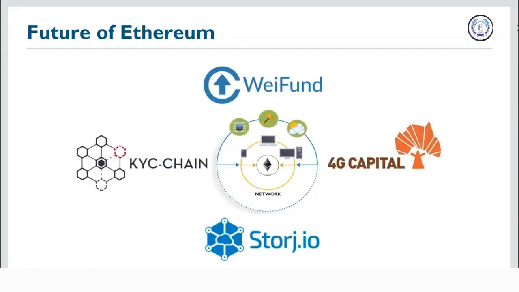YFund is a dApp that uses smart contracts to enhance crowdfunding services like GoFundMe and Kickstarter. 4G Capital is a DAO that provides microloans for small businesses in Africa. Storj.io provides censorship-free, secure cloud storage by sharing data among a decentralized network of computers. And last but not the least, the KYC chain allows the users to maintain a private identity wallet that can be used to authenticate identification in finance and commerce settings.